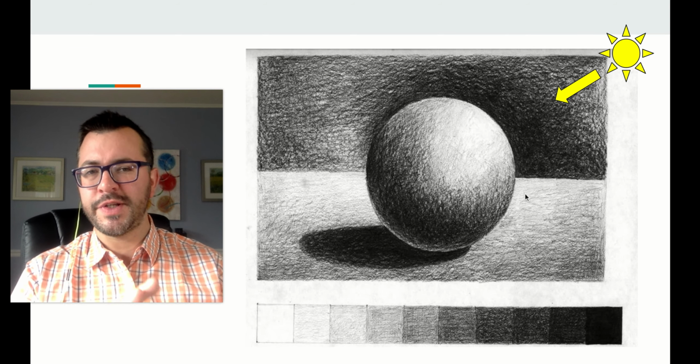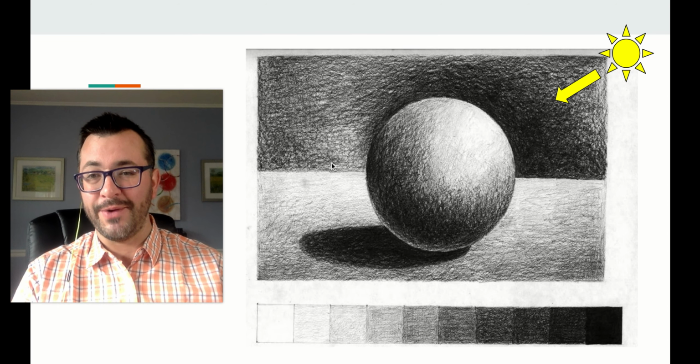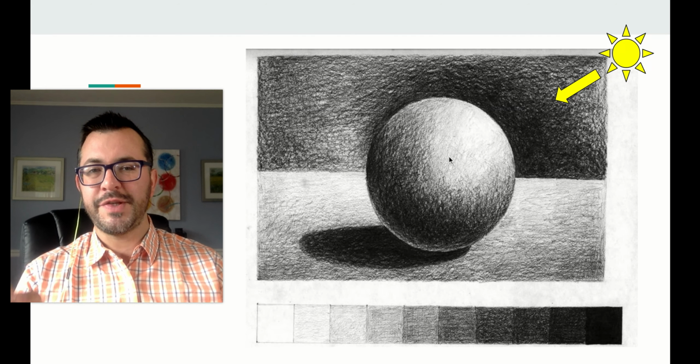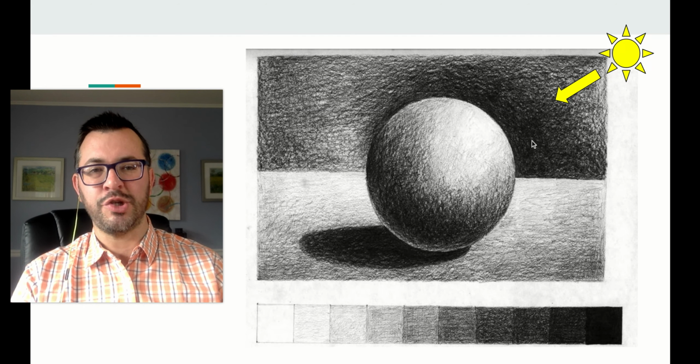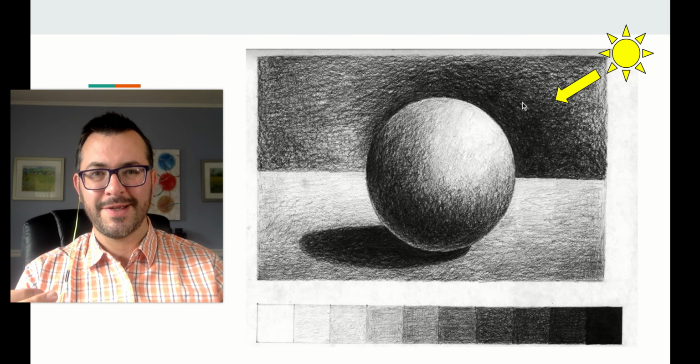The other thing that this artist does to help create the illusion of form is by shading in the background the opposite way that they've shaded the subject. What I mean by that is that it's dark here around the light side of the sphere, and it's lighter here by the dark side of the sphere. So do you see how the background is opposite?